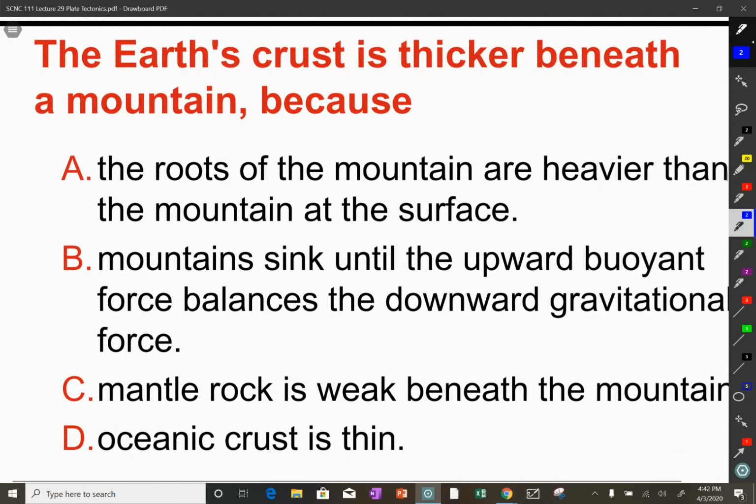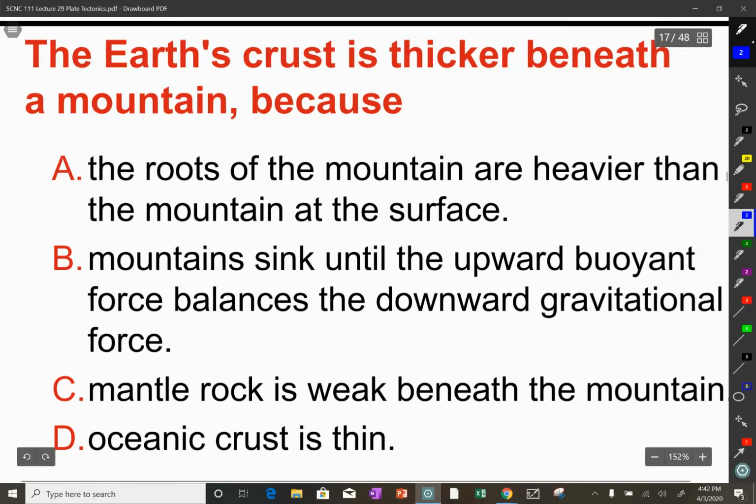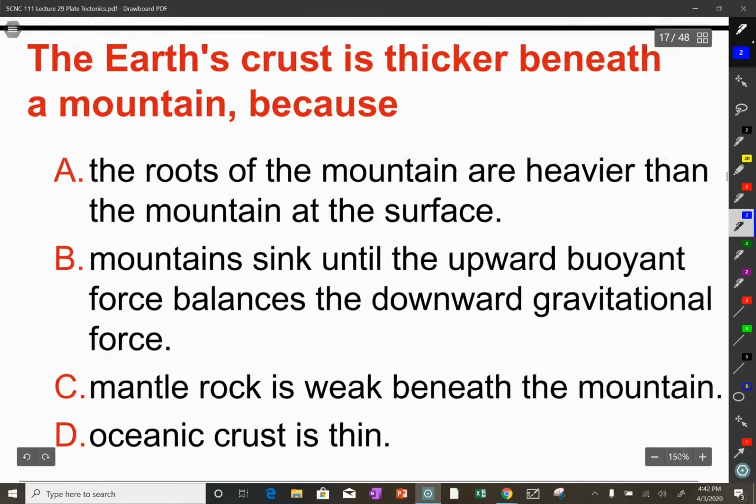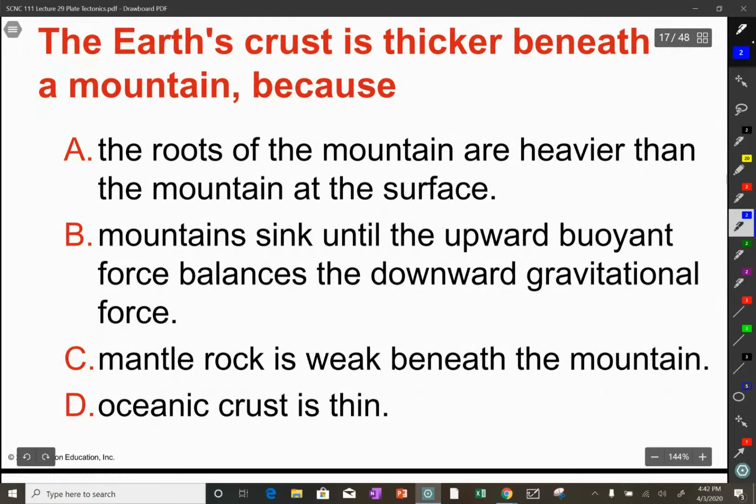Okay, so our first of our questions, which of course I'm not going to wait for you to answer with a clicker here: the Earth's crust is thicker beneath a mountain than it is near the seashore. Why? And so we have our options here. The roots of a mountain are heavier than the mountain at the surface, or mountains sink until the upward buoyant force balances the downward gravitational force, or mantle rock is weak beneath the mountain, or oceanic crust is thin.